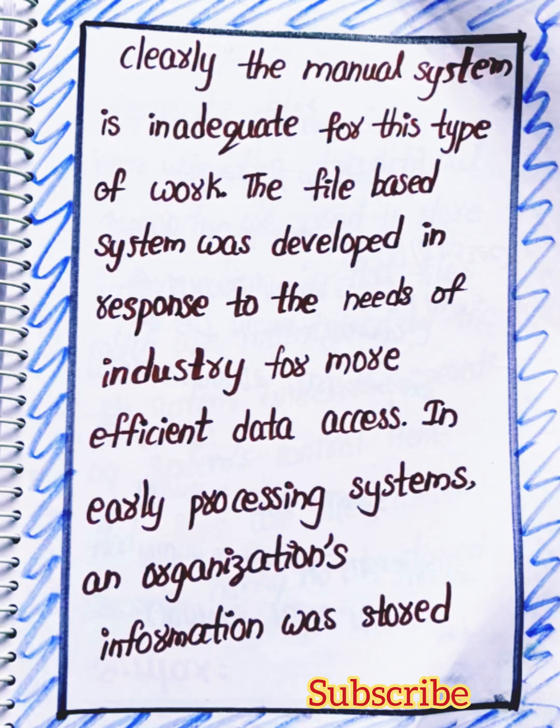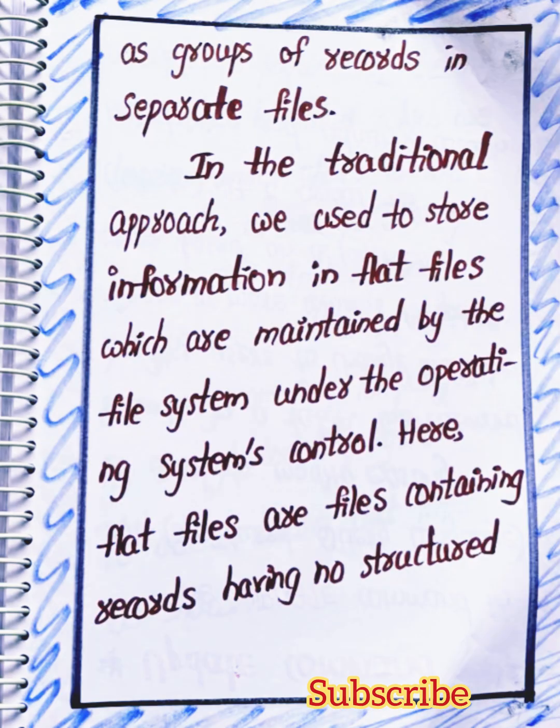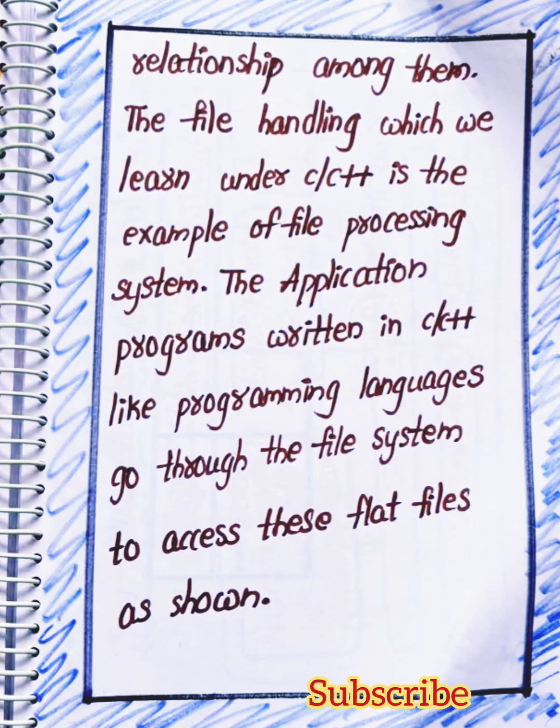The file-based system was developed in response to the needs of industry for more efficient data access. In early processing systems and organizations, information was stored as groups of records in separate files. In the traditional approach, we use it to store information in flat files which are maintained by the file system under the operating system's control. Here, flat files are files containing records having no structure relationship among them.